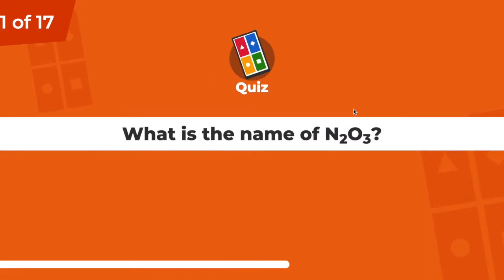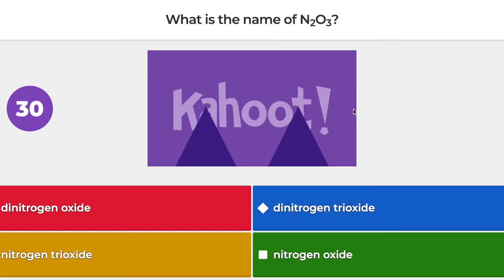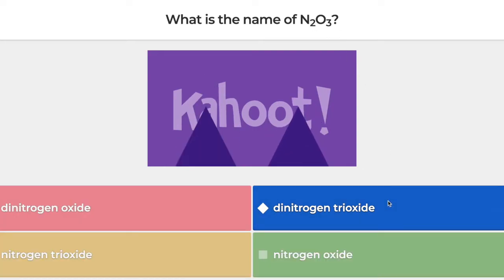What is the name of N2O3? All right, so nitrogen is a nonmetal, oxygen is a nonmetal, therefore it is a covalent bond, and we need to use our prefixes. You need to have prefixes on both of the names because they have 2 and 3, so it's going to be dinitrogen trioxide.